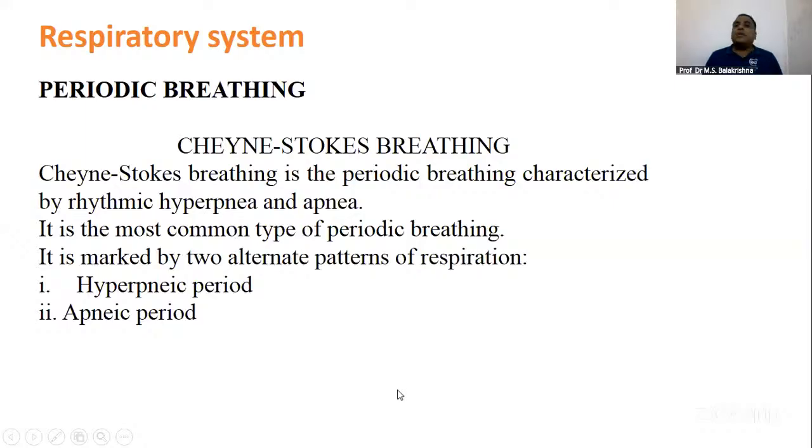Now coming to the applied aspect, there is something called Cheyne-Stokes breathing. It is the periodic breathing characterized by rhythmic hyperpnea and apnea. Hyperpnea and apnea, both are there. Apnea means stoppage of breathing. Hyperpnea means you are breathing at a very high speed, high volume. So both are happening. So this is a periodic breathing, common type.